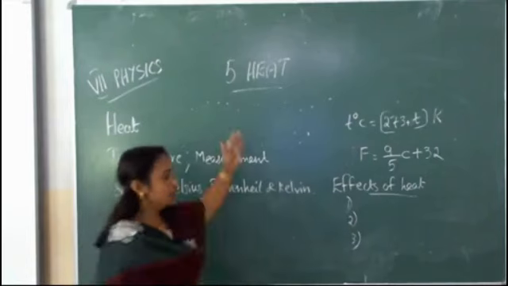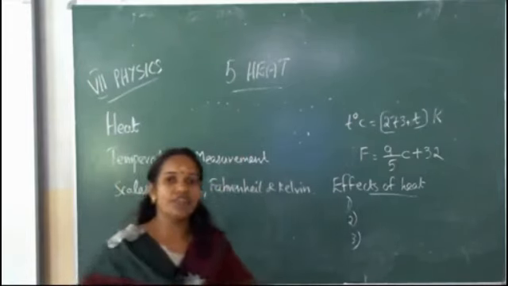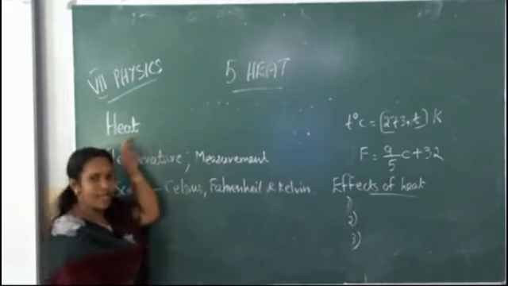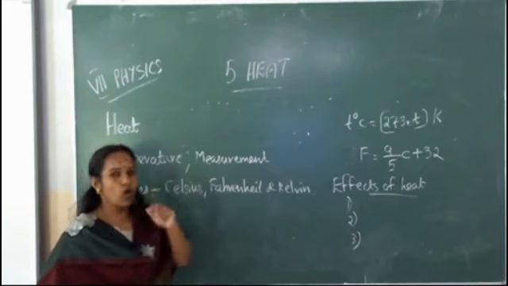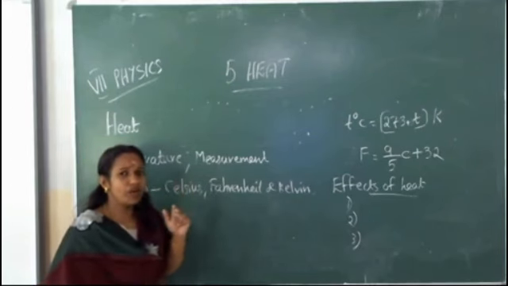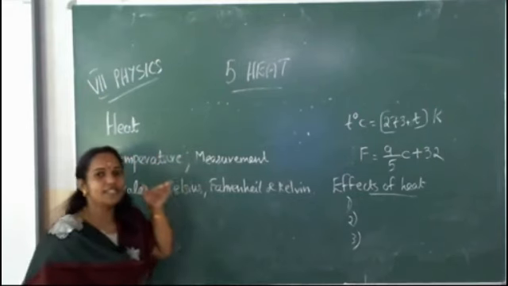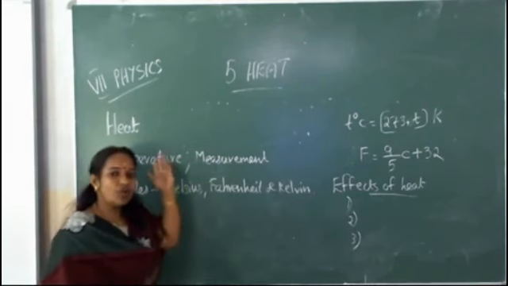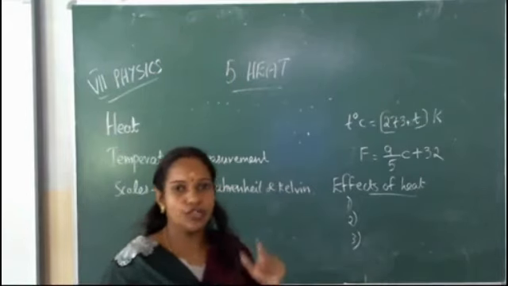So, what all things did we study in today's class? First, we studied the definition of heat. Heat is a form of energy that flows from hot body to cold body. What is the SI unit of heat? It is an energy, so the SI unit of heat is joule. Another unit of heat is calorie. 1 calorie is equal to 4.2 joule.